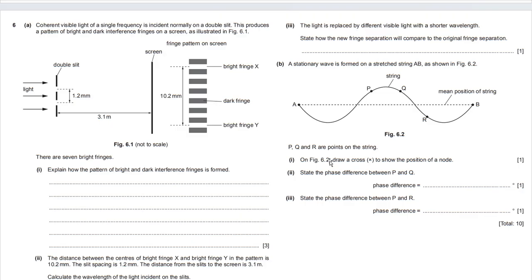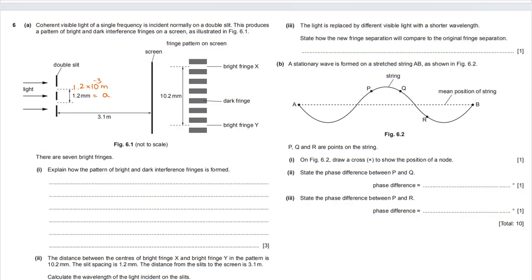Coherent visible light of a single frequency is incident normally on a double slit. This produces a pattern of bright and dark interference fringes on a screen as illustrated in figure 6.1. If we look at the diagram, what is this distance? 1.2 millimeter is the slit separation given. So the slit separation is 1.2 times 10 to the power -3 meters.